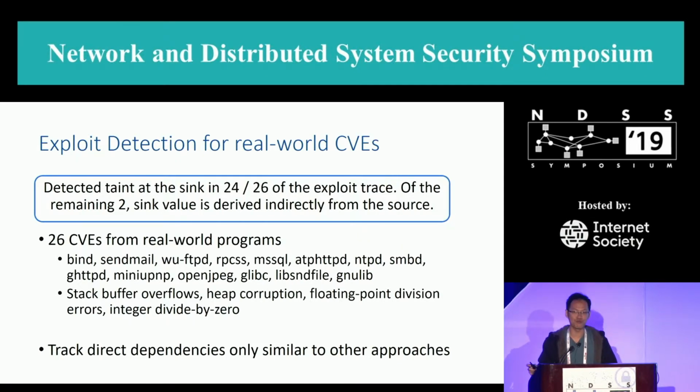For the remaining 2, the value of the taint sink is indirectly derived from the source, and hence, based on our taint propagation policy, we do not track those. This tells us that the rules generated by TAINT INDUCE do not undertaint so much that they aren't useful in the practical sense.